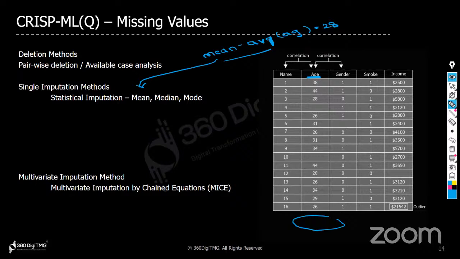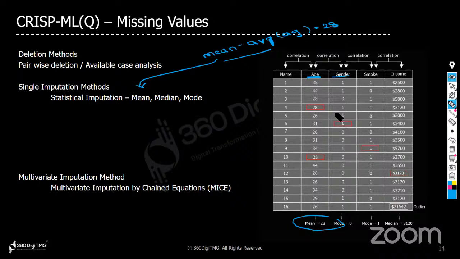In that age column, there are few missing values present. And I've calculated the mean for this entire column, and I replaced the missing values with this mean value, which is 28. Next, gender. Gender is 1 and 0, zeros and ones, which is binary. So 0 means male and 1 means female.